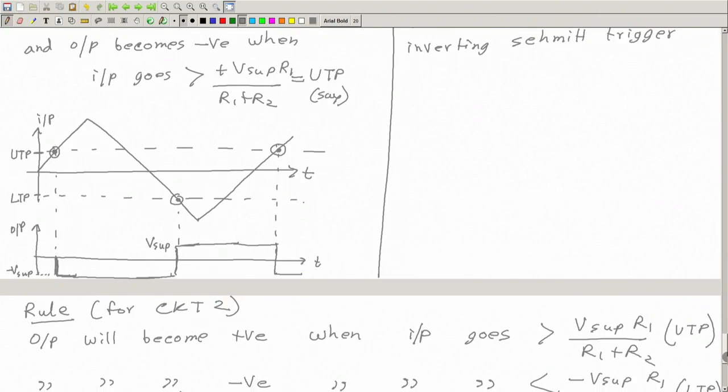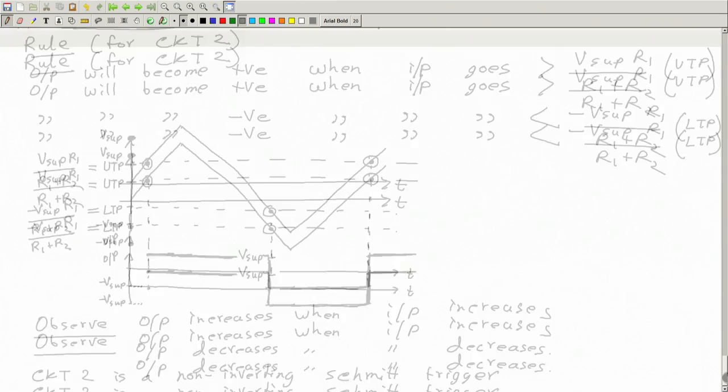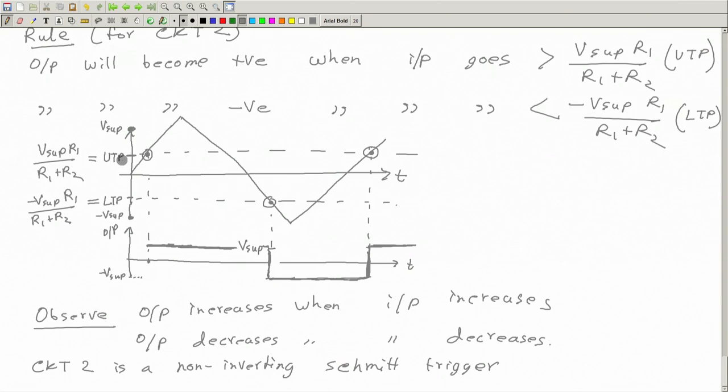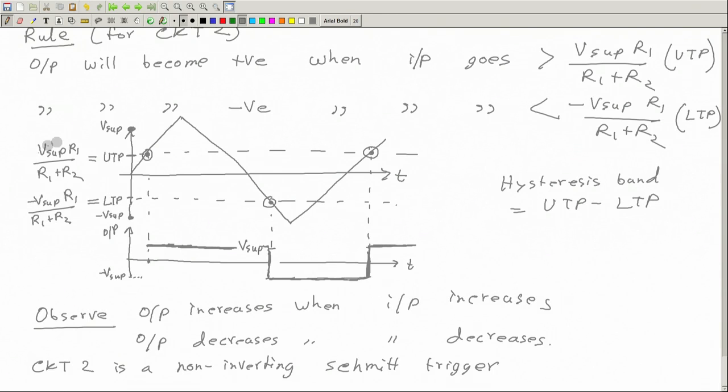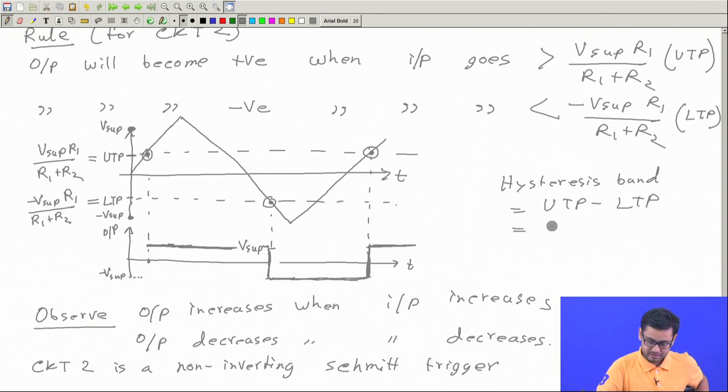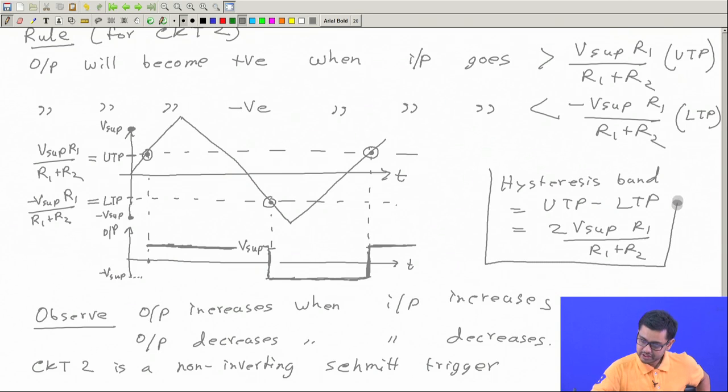And last thing, the hysteresis band is the gap, as we have defined before, between these two values, upper trigger point minus lower trigger point. So, for this circuit, this will become 2 V supply R 1 by R 1 plus R 2. Similarly, you can find the hysteresis band for the other circuit.